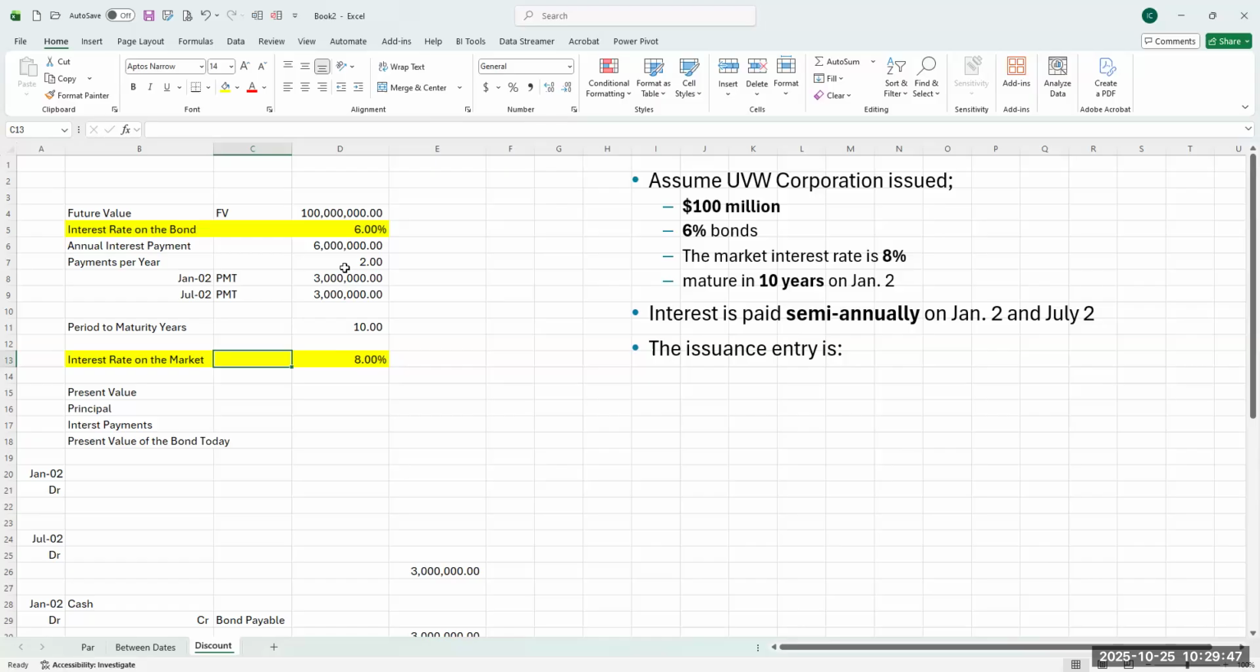So I have to pay interest 2 times a year, correct? How many payments of interest do I have to make over the 10 years? 20. I have to make 20 payments, correct?